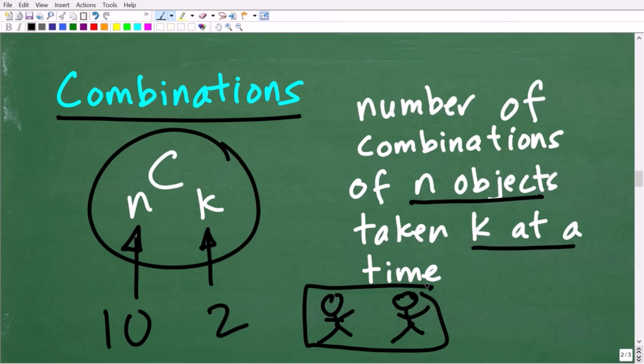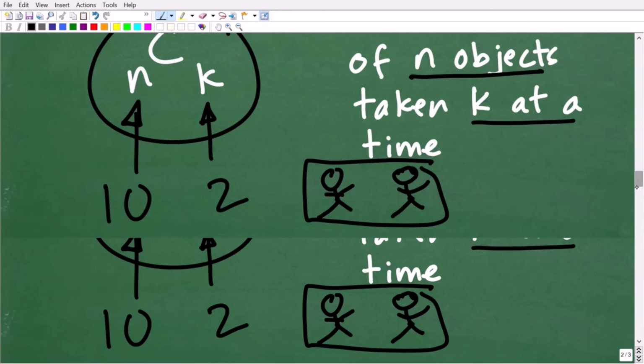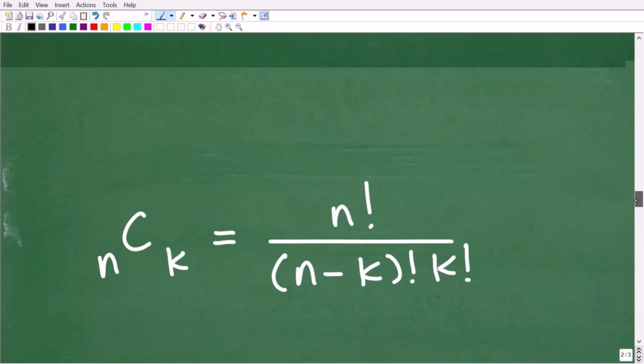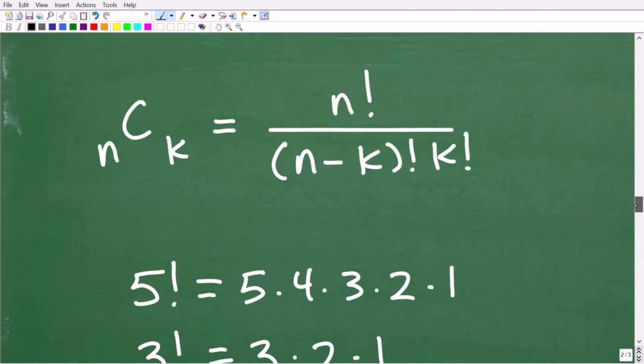And matter of fact, let me show you the actual formula now. It's going to seem a little crazy, but it's not that difficult. And believe me, if you've never seen this, don't be afraid of it. Okay, so here is the formula for a combination. nCk is equal to n factorial, and I'll explain this in just one second, over (n minus k) factorial times k factorial.